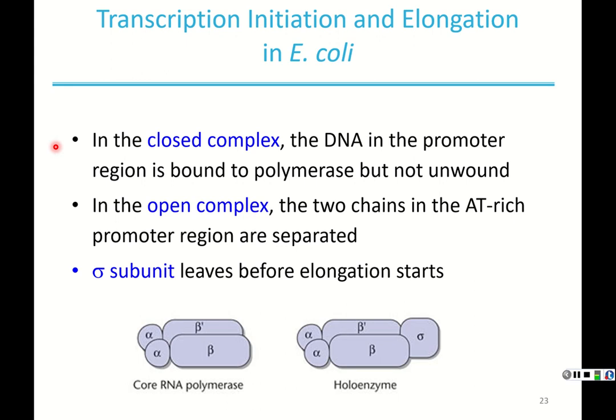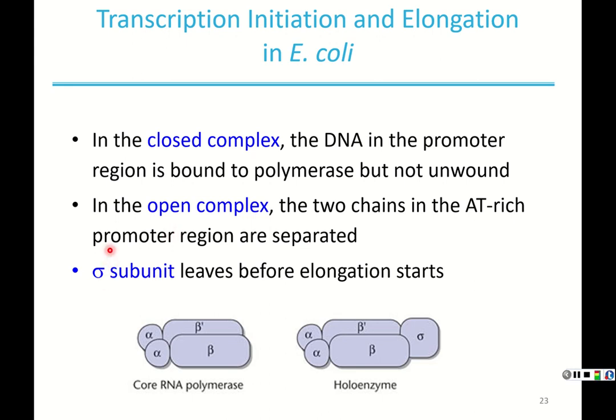So let's talk about the initiation and the elongation part of transcription in E. coli. Well, there's what's termed the closed complex. And that's when the DNA that's in the promoter region is bound to the polymerase, but it's not yet unwound. So you have the polymerase binding to your DNA, but the DNA is not yet unwound. That's called the closed complex. The open complex is the same thing, but now you have the promoter region in that ta-ta box, the AT-rich promoter region is separated, unwound and open.